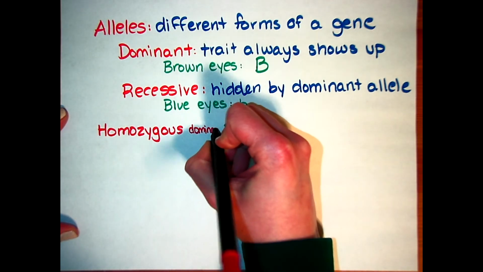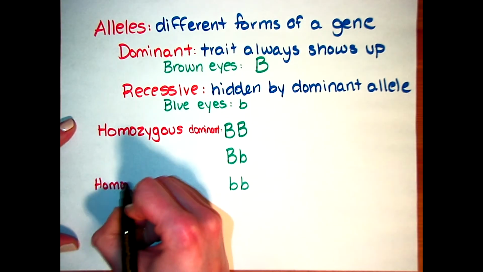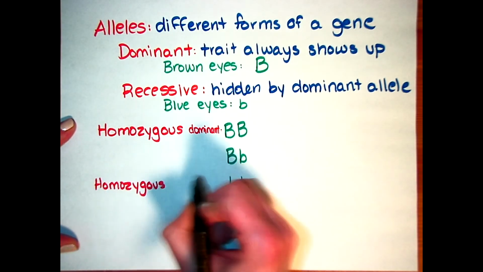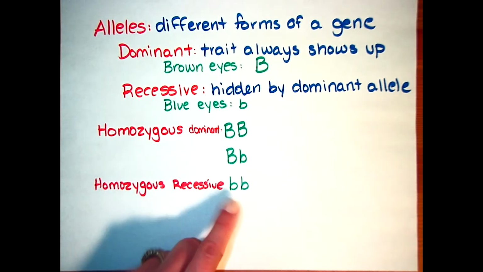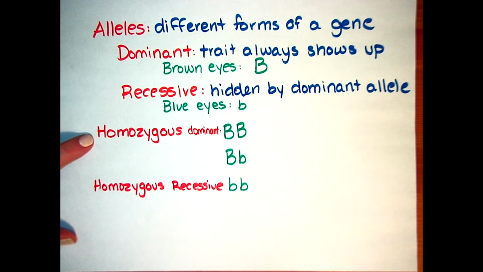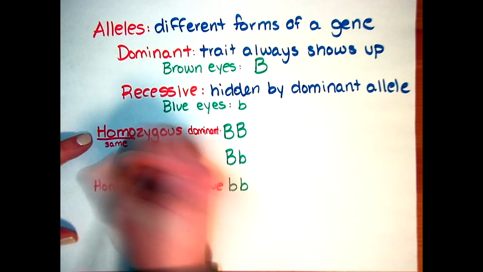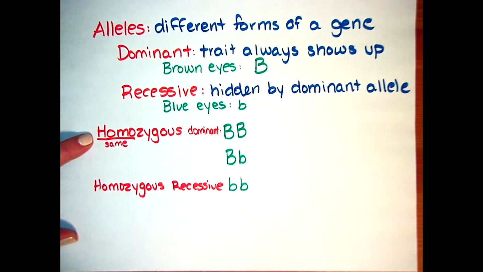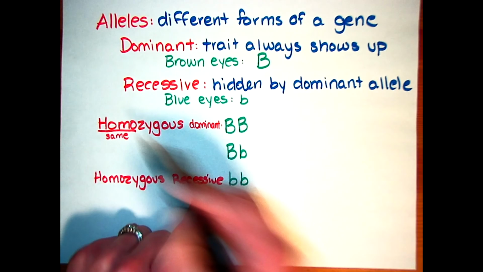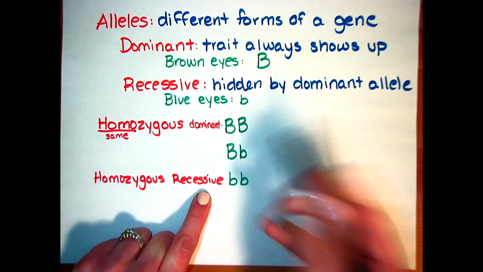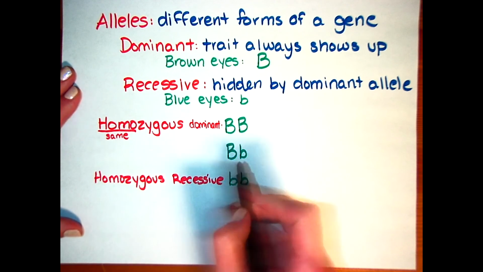And this person is homozygous recessive. And this is a term, this word, homozygous. That homo means same, meaning your two alleles are the same allele. So if you have two copies of the same allele, whether it's the dominant or the recessive, you are considered to be homozygous. Now this guy in the middle, he has one copy of brown eyes and one copy of blue eyes. He is heterozygous.